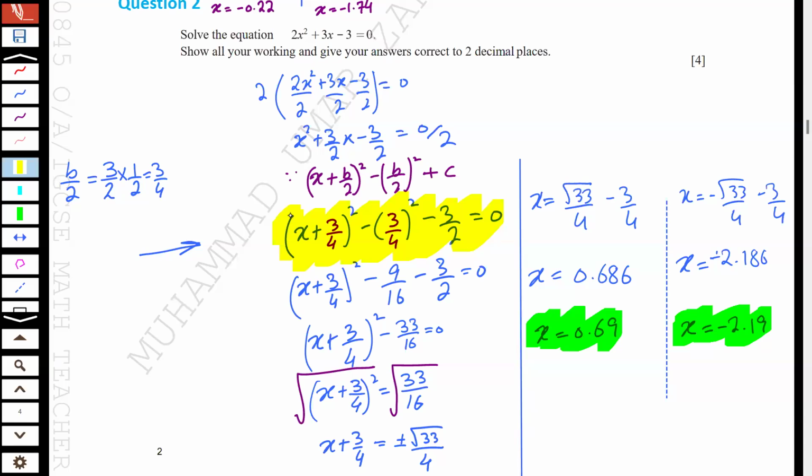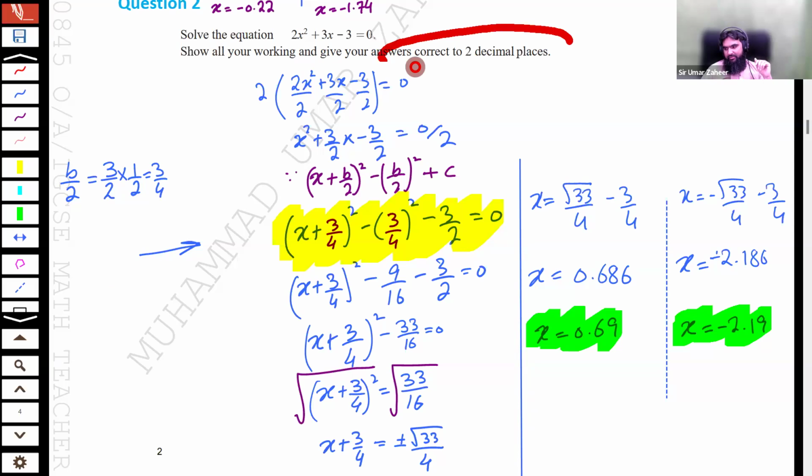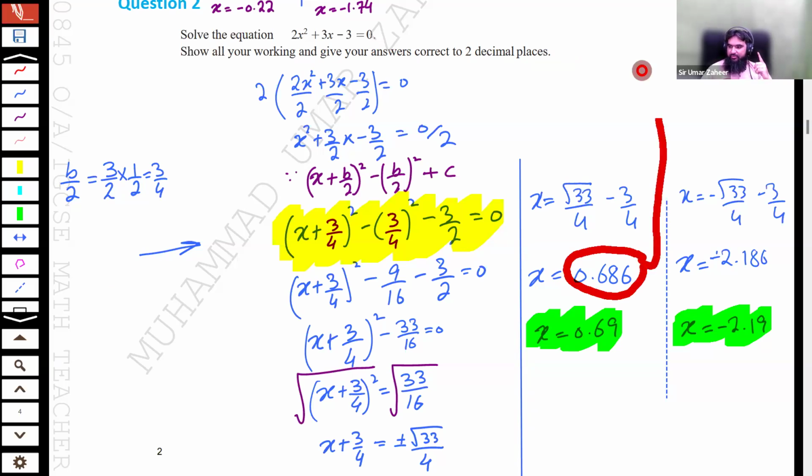Do we need to put our answer in decimal form at the end or in the surd form, or is it our choice? For example, if nothing is written, you can leave the answer in the surd form, and decimal form is going to be the better one. If it is written that you have to write the answer to two decimal places, you must write it. If I leave the answer till here, I will lose 1 mark because I did not write the answer in the required format.